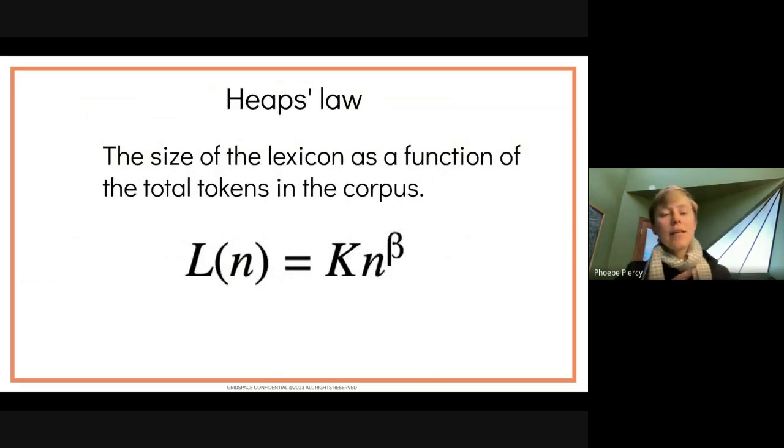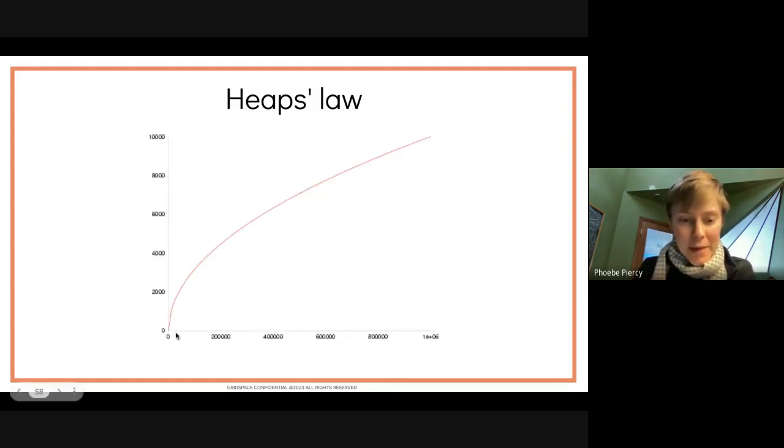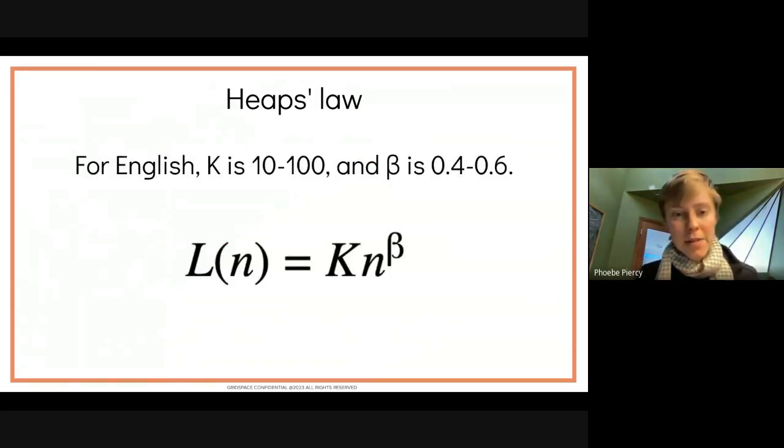So there's this law called Heaps' Law. It basically states that the size of your lexicon, so the size of your vocabulary, is a function of the total tokens in the corpus. So it grows according to this kind of power law. The idea being that as your corpus gets bigger, your lexicon doesn't keep increasing linearly. So for English, K might be 10 to 100, beta is like 0.4 to 0.6.